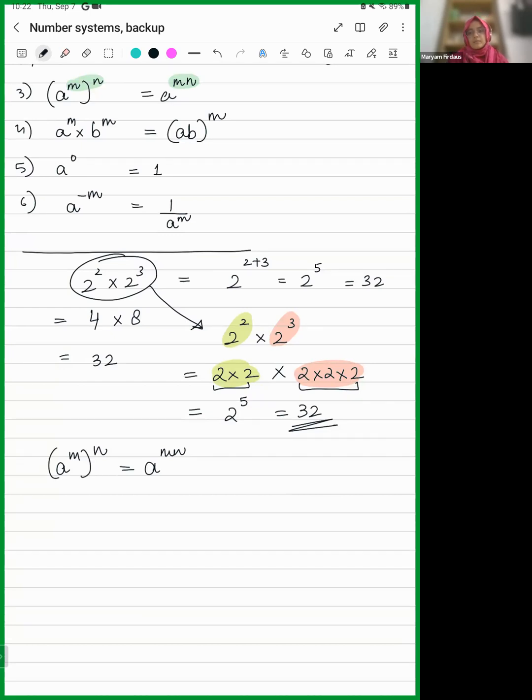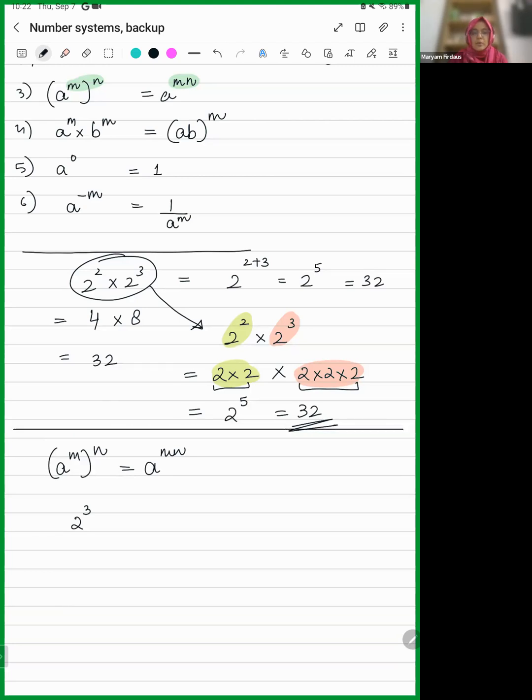2 raised to 3 into 5 raised to 3. We are talking about the third one right now, not the fourth one. So 5 raised to 0 equals 1. Again, not the fifth one, but we are talking about the third one.